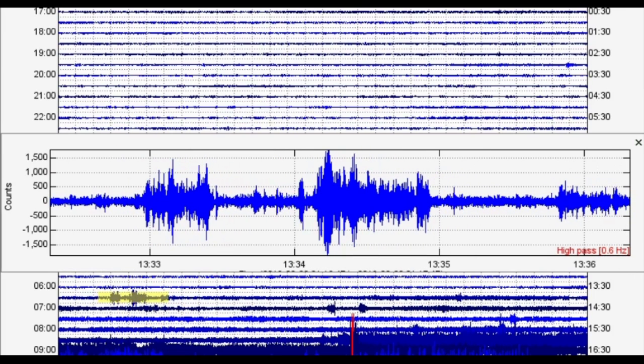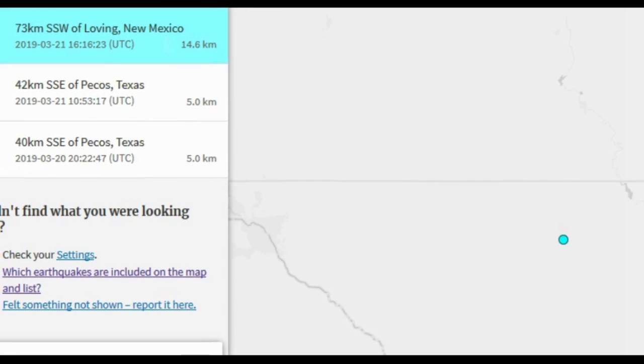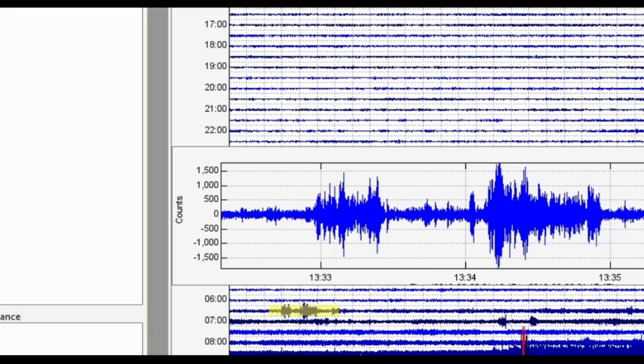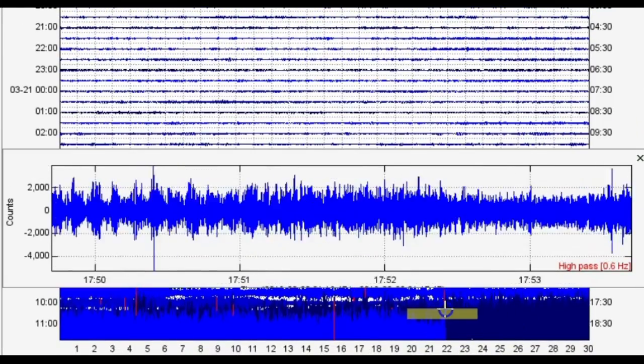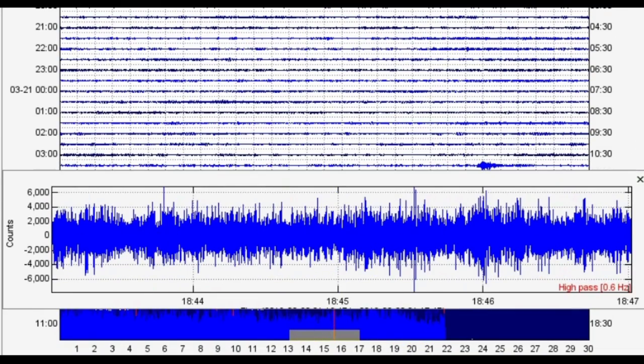But let's go check out the recent earthquake, which is a 3.1 at 14.6 kilometers in depth, right here near the border of Texas and New Mexico at 1616 UTC. Okay, let's see if we can find it amongst all this soup. Look at all this background noise. Oh my god, guys. Look at this.